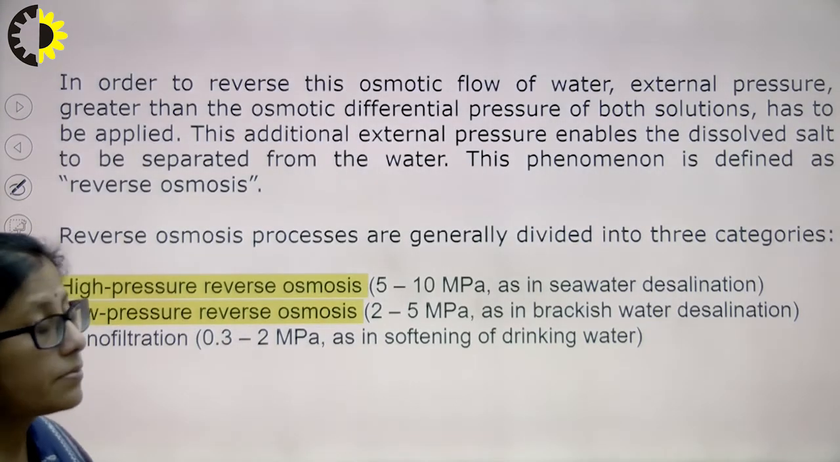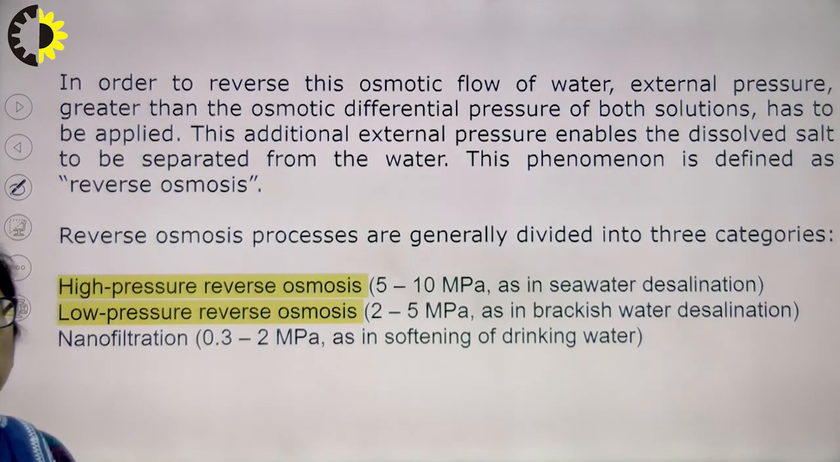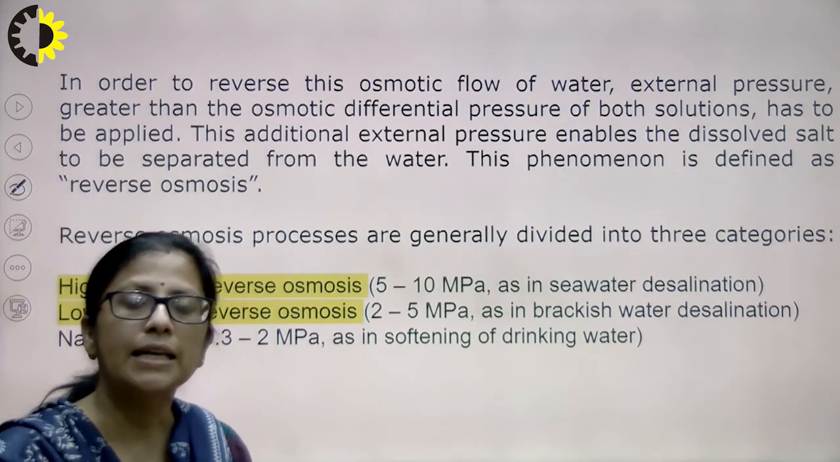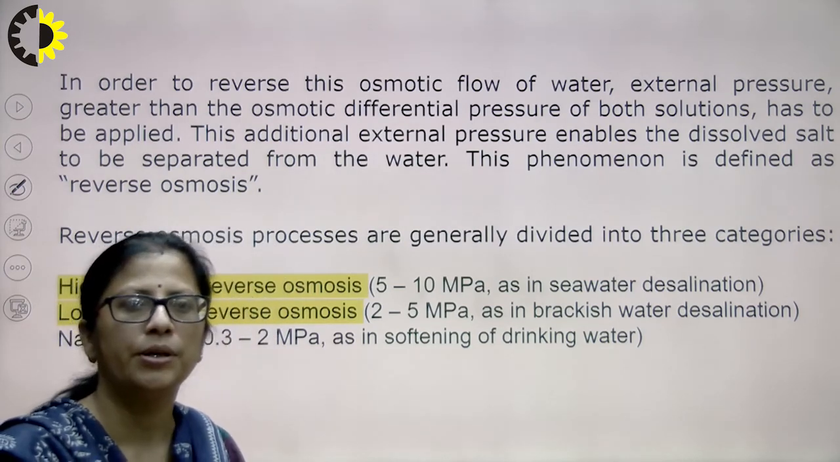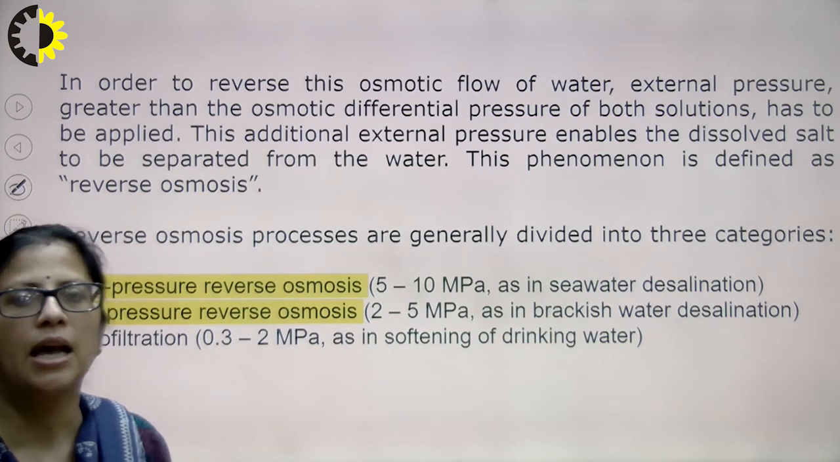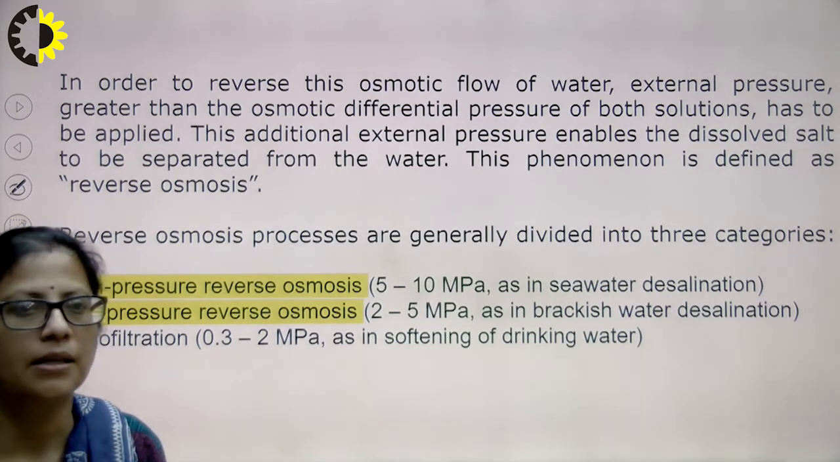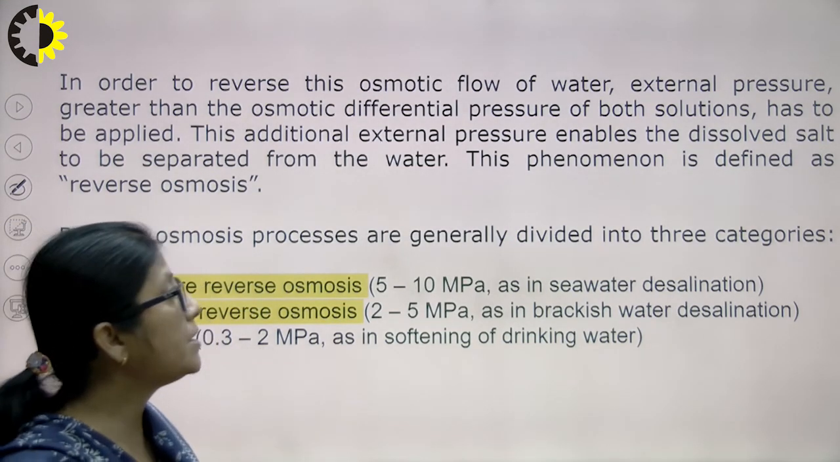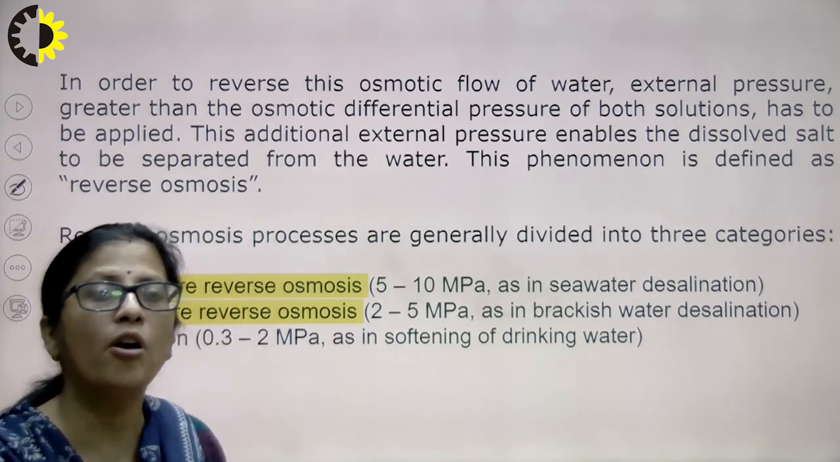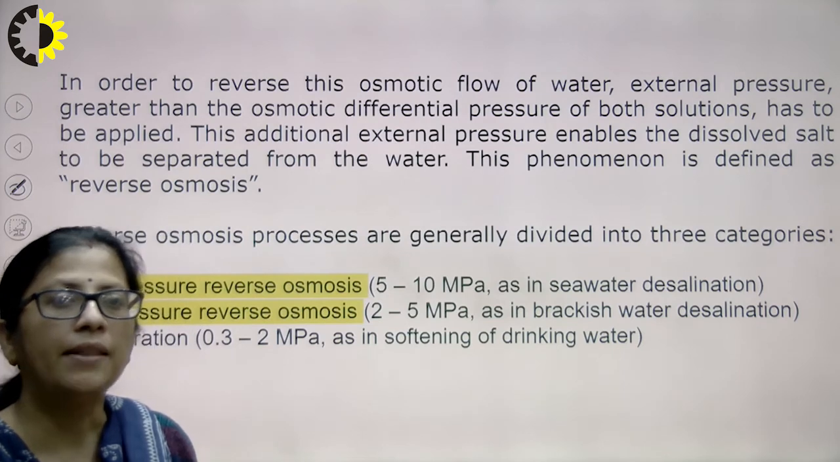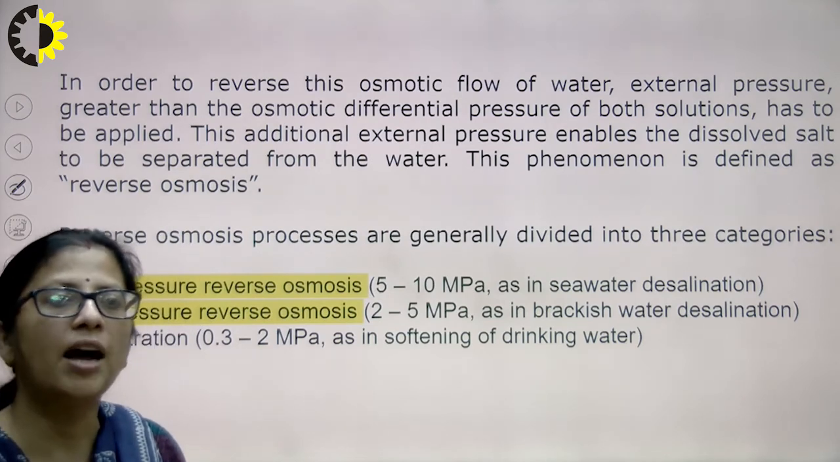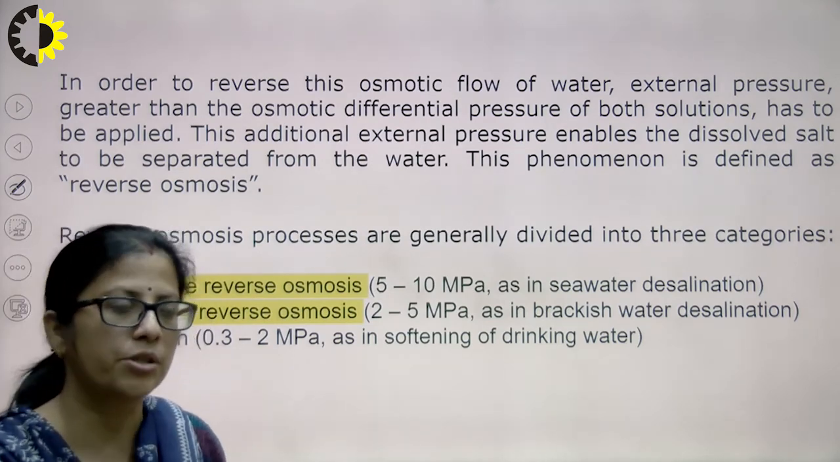Now, in order to reverse this osmotic flow of water, an external pressure greater than the osmotic pressure of both solutions has to be applied. This additional external pressure enables the dissolved salts to be separated from the water, and therefore this phenomenon is defined as reverse osmosis.